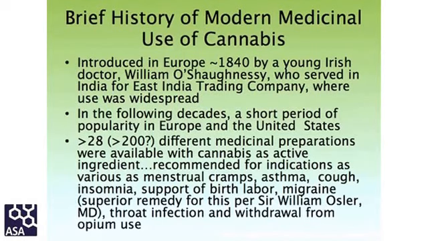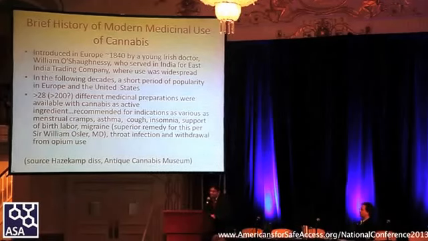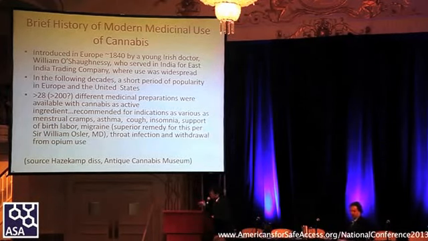I've seen more than 200 different medicinal cannabis preparations that were in circulation in the United States and Europe. Menstrual cramps, asthma, cough, insomnia, labor pains. And even the father of internal medicine, William Osler, who was at Johns Hopkins and invented the idea of rounding, he's the one that said that for migraines there was no superior treatment. So this was collected empiric knowledge from a whole 100 years of medical use and pharmaceutical distribution of cannabis.